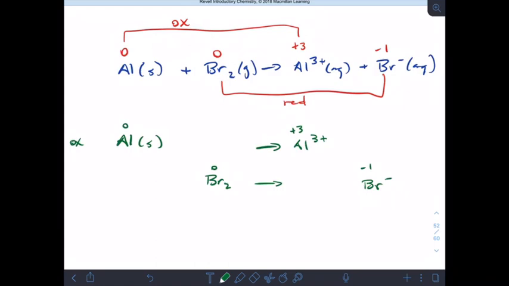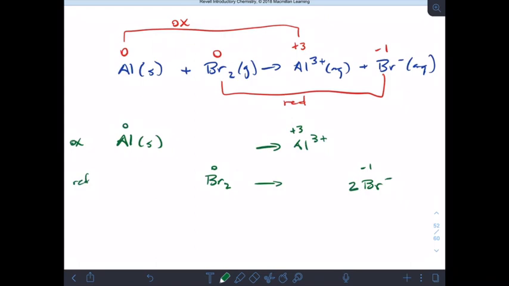Okay, so now I want to make sure that each half reaction is balanced before I do anything else, okay? The bottom one is my reduction. In my top reaction, my oxidation half reaction, I have one aluminum on the left, one aluminum on the right. Great. On my bottom half reaction, I have two bromines on the left, one bromine on the right. So I need to add a two.